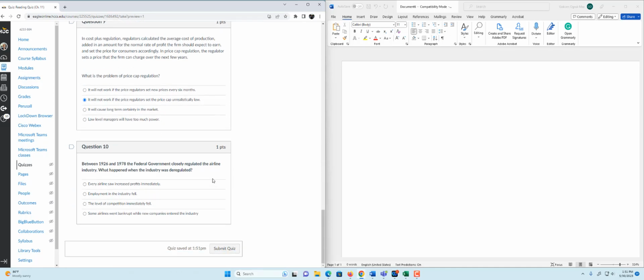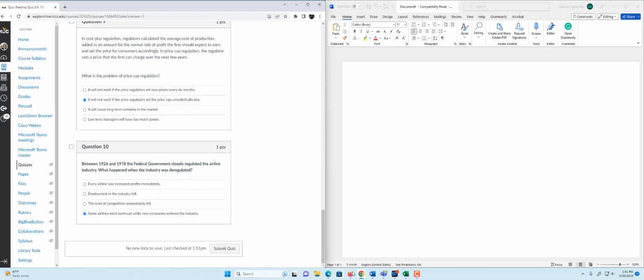Question 10. Between 1926 and 1978, the federal government closely regulated the airline industry. What happened when the industry was deregulated? Some airlines went bankrupt and new companies entered the industry. Because when you let in competition, the firms that are making profit and finding ways to lower the costs will survive, but others are not going to survive.